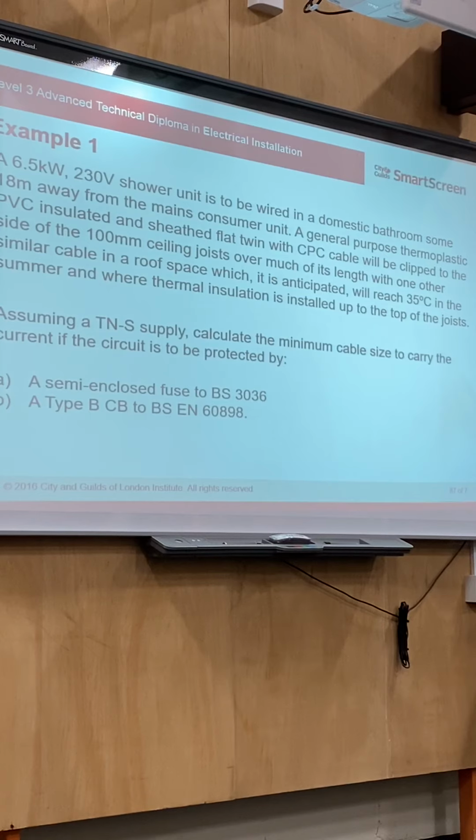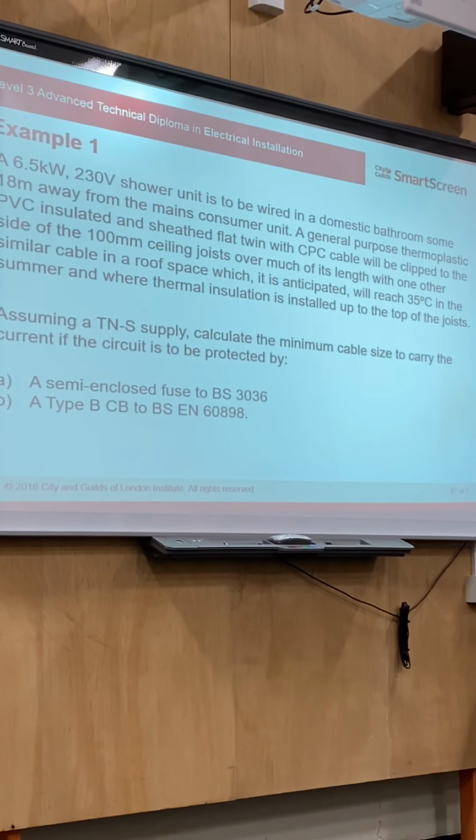Okay, so what's our next step? Can you remember? If you remember, we've got to satisfy that, haven't we? And it actually gives you the starting point for this. So we started off with the design current IB. We then go on to IN. So what size protective device would I be looking at for a 28 amp load? 32 amp breaker.